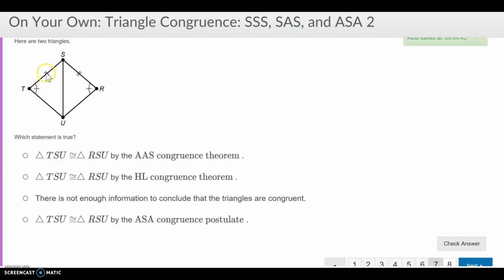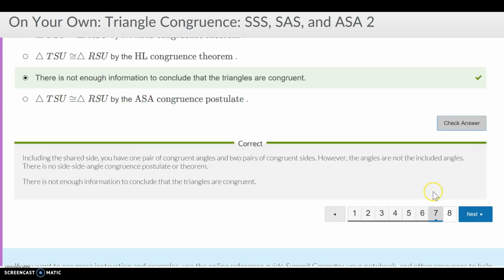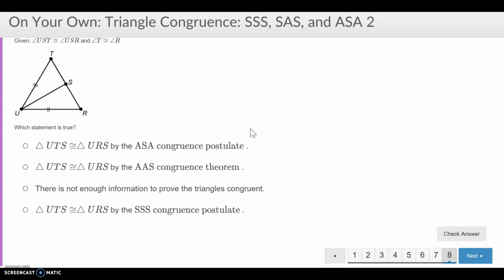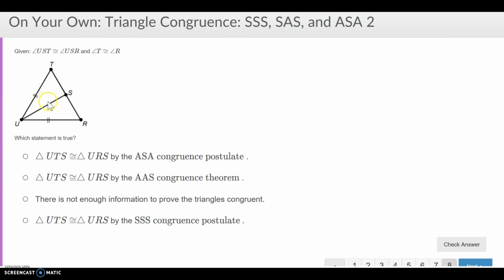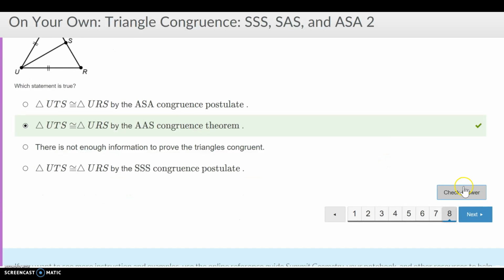So we have angle, side, side. That does not work. There's no postulate for that. It's not enough information. And on this one, if T and R are congruent, so we have angle, this is U, ST is angle, and then USR, so angle, side. And that's that one.